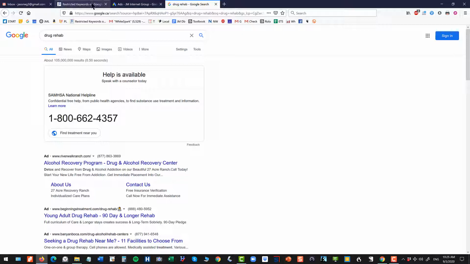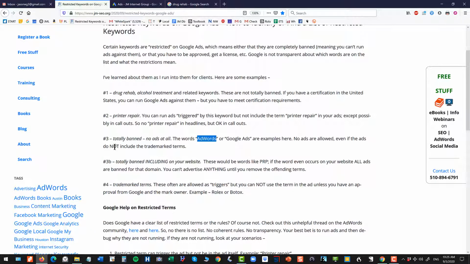And it's in the second category, this 3B category. If your website includes these terms, you can't advertise anything at all. So that's going to vary country by country, which kind of category of ban you are in on Google Ads. So that's a different kind of thing. So drug rehab, alcohol treatment, those are banned.